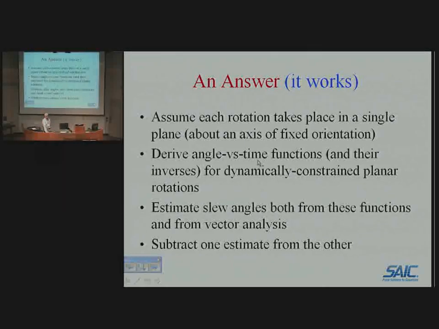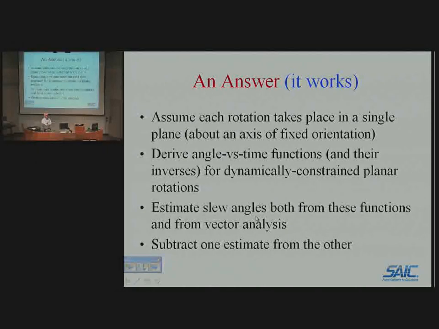We can integrate the acceleration twice. If we know what the acceleration profile looks like, we can integrate it twice to produce a displacement versus time profile. This gives us a set of estimates of angle versus time characteristics. We also have another set of estimates. From the diagram that we looked at, you can see that we were able to estimate slew angles by looking at the vector geometry. Well, since these things both purport to estimate the same quantity, which is slew angle, why don't we just subtract one from the other? That ought to be 0.